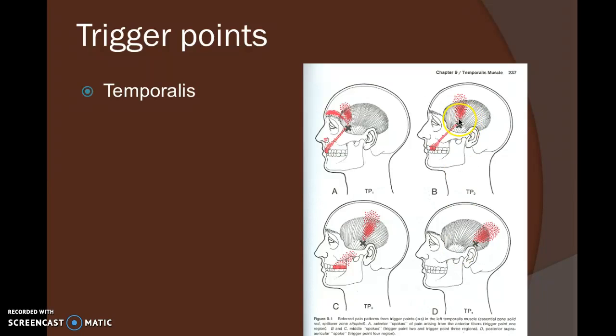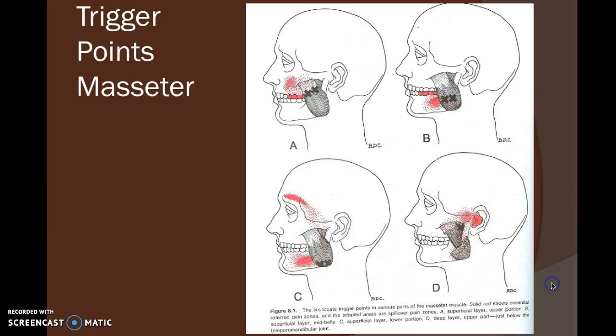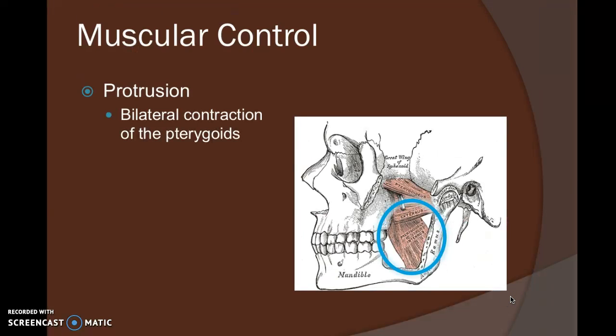We can have trigger points in the temporalis muscle that give the patient the sensation of a toothache, and they may end up in their dentist's office, but the dentist cannot find any structural or neurological problem with the tooth. Trigger points in the masseter also cause toothaches, more on the lower teeth but can be in the upper molars also, and that's what can give the patient ear symptoms.